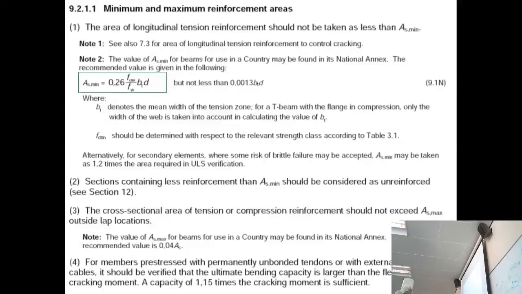So you can't put too much steel in. As soon as you find that your steel is greater than 4% of the concrete, you either have to reduce your steel or increase the amount of concrete.